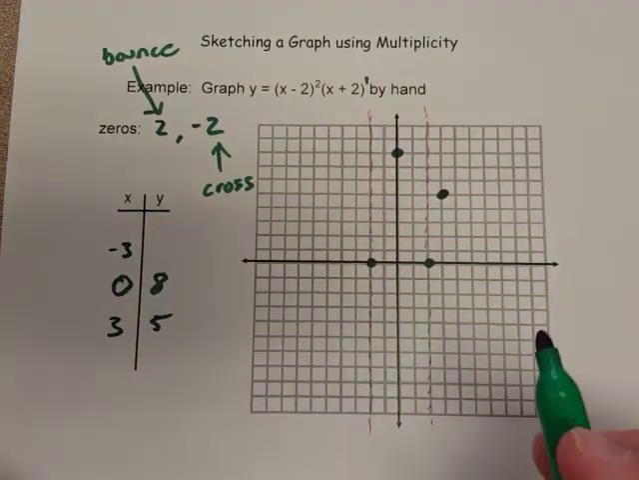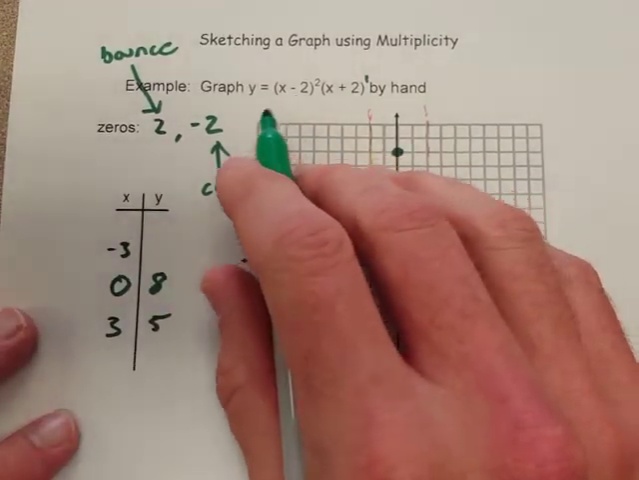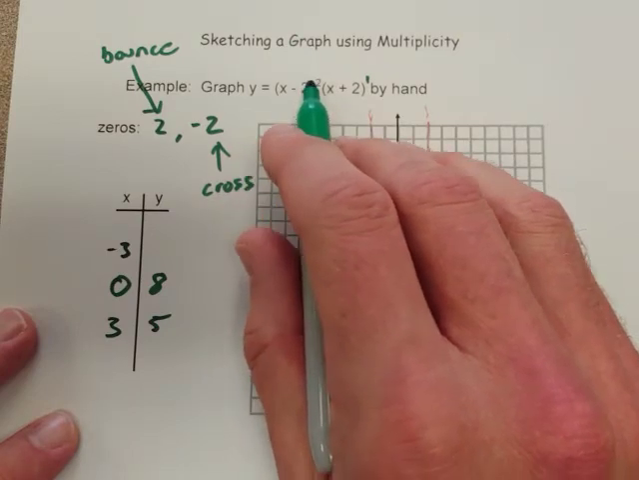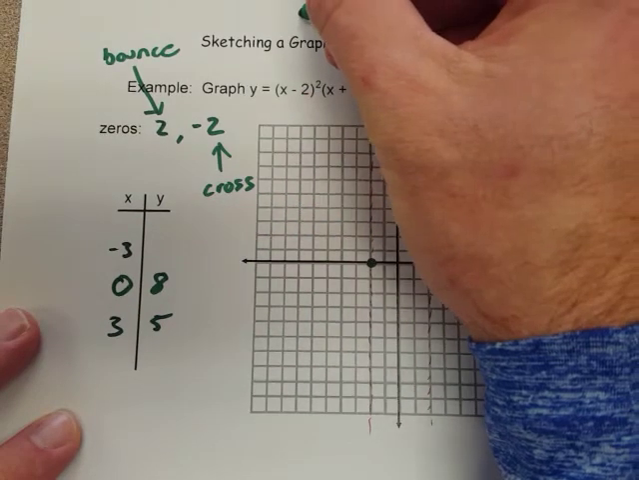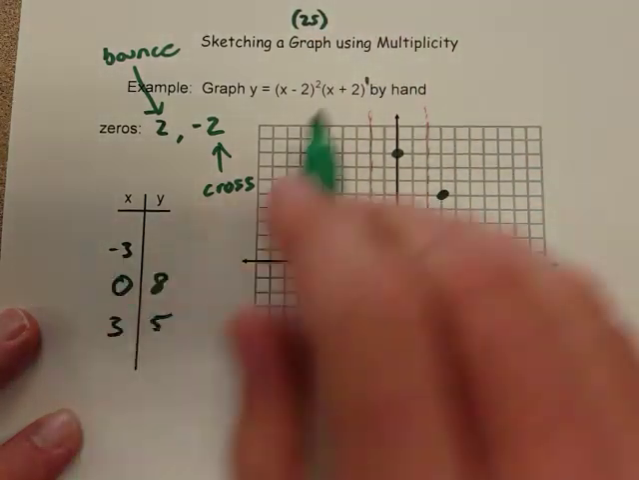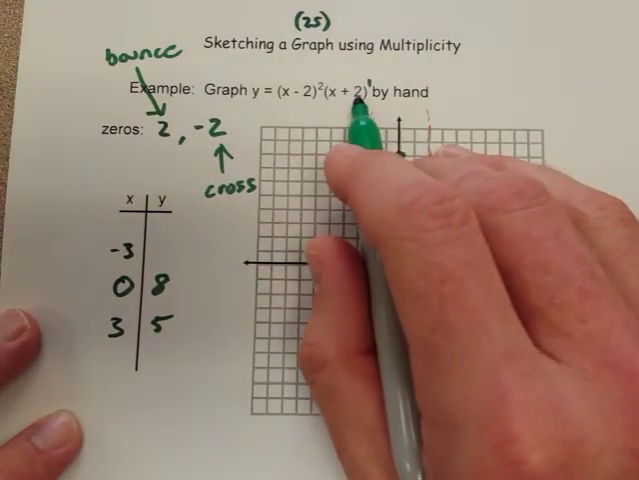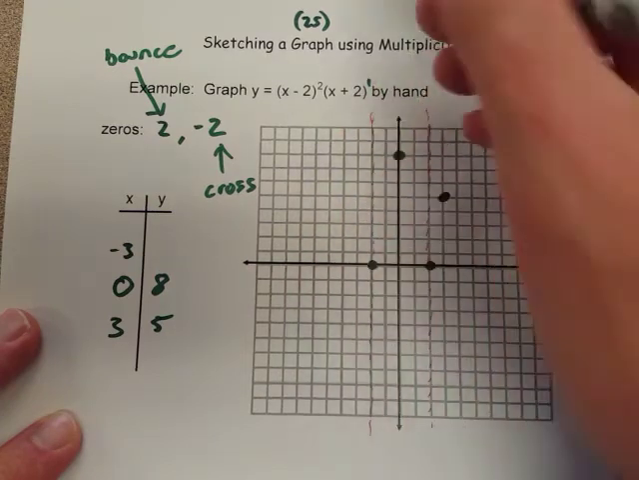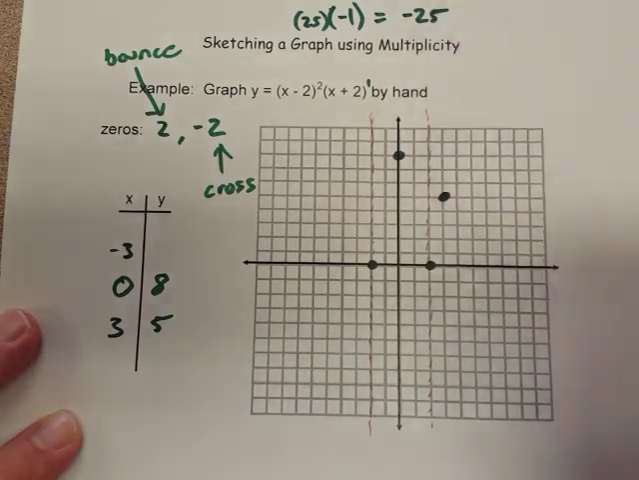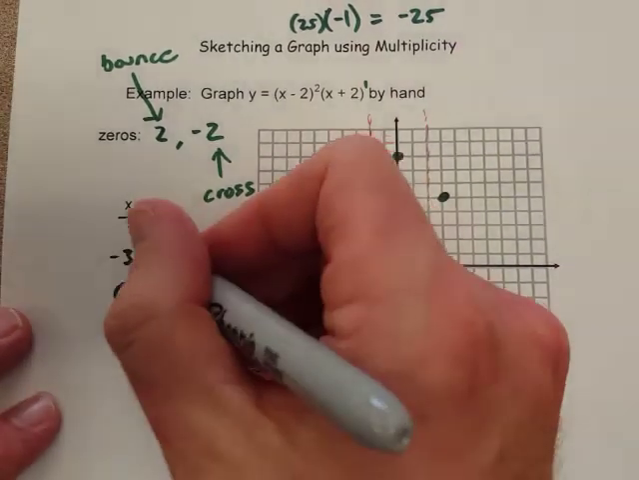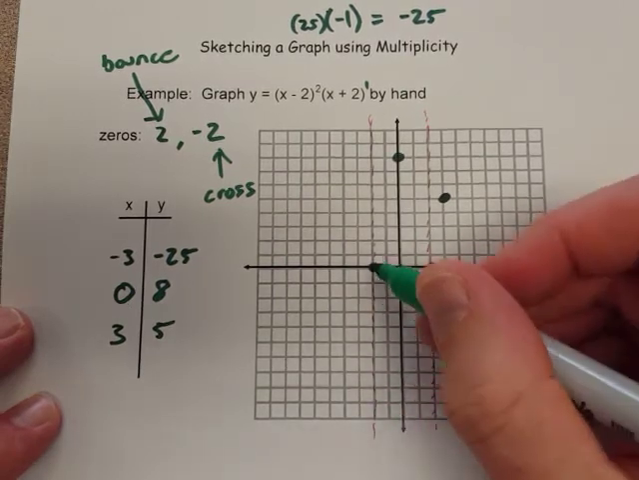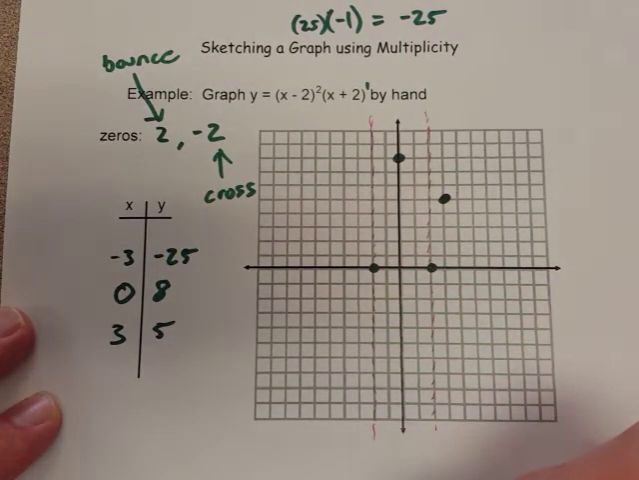Now this one's going to be a little out of hand because we're going to have -3 minus 2, that's -5 squared, so that's going to be 25, times -3 plus 2, that's -1. Multiply those together, I get -25. So that means that -25 is right here. Now that's way off my grid, but we know that it's really straight down in this case.